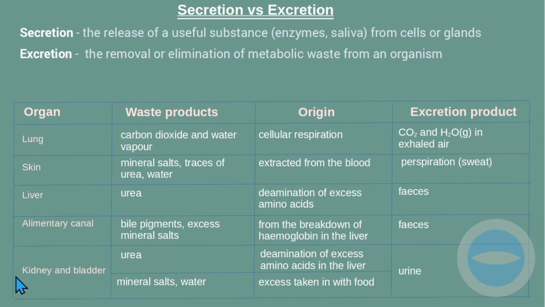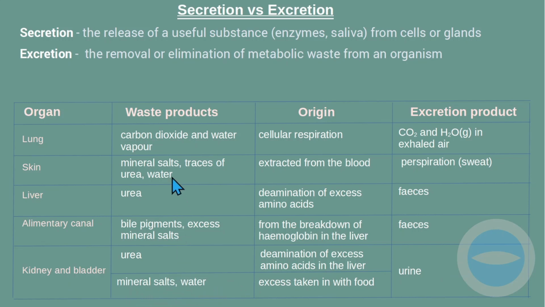Again, the kidney and the bladder. For the kidney and the bladder, the waste product is urea, the same as the liver and the skin. So it's urea, from the deamination of excess amino acids in the liver, and then it comes out of the body as urine. So again, in the liver, it's mineral salt and then water.